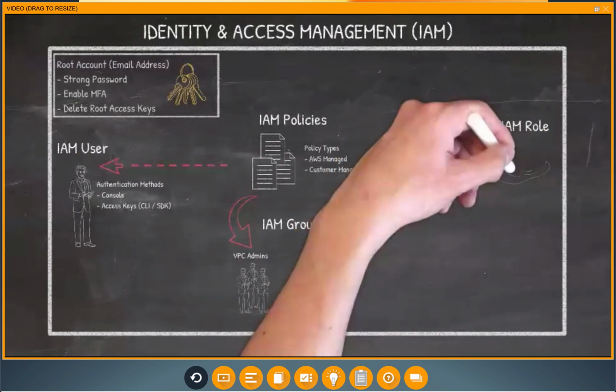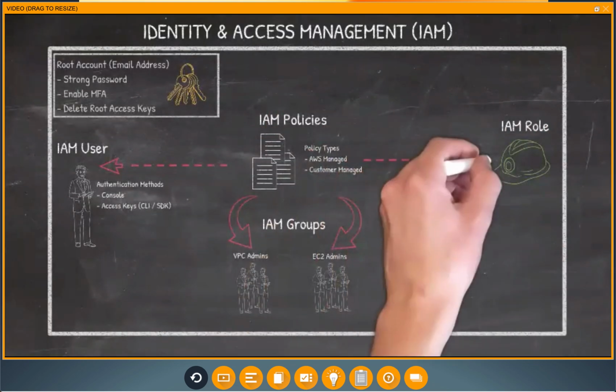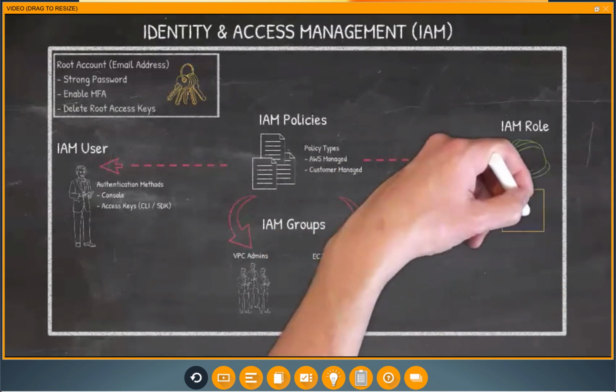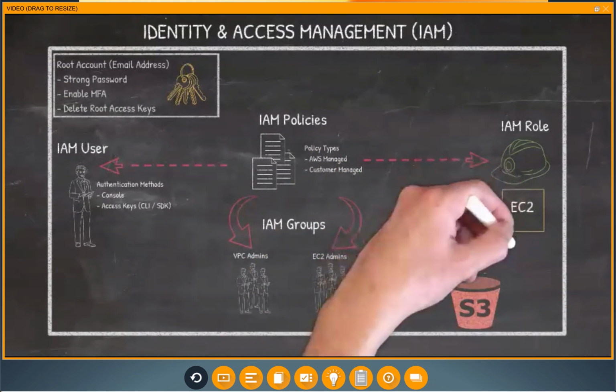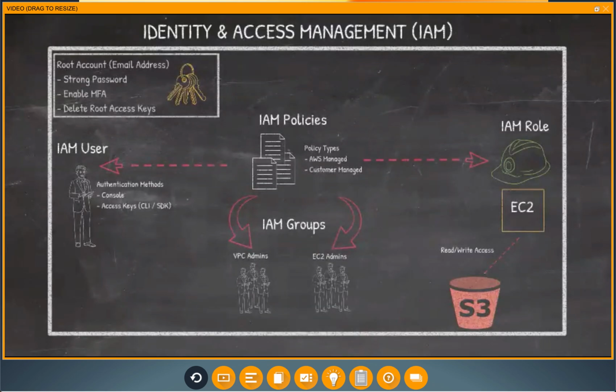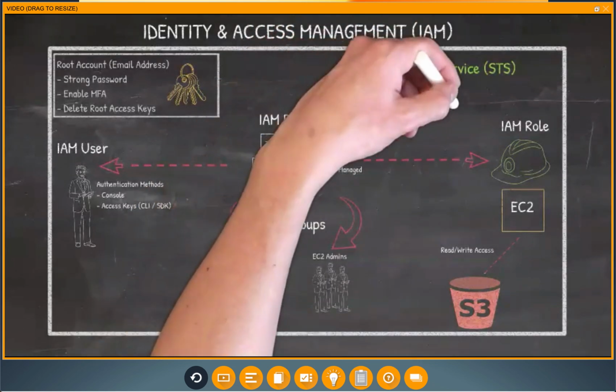Another type of principal is an IAM role. Think of an IAM role as a hard hat that other AWS services can put on. Our EC2 instance is going to put on this hard hat or assume this role. By assuming a role, the EC2 instance is granted access as per the IAM policy assigned to the role. In this example, the IAM policy provides read and write access to the S3 bucket.